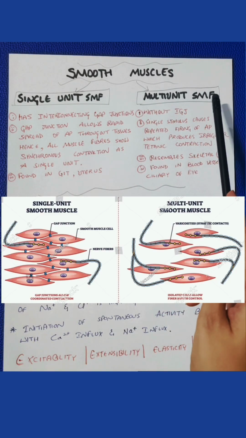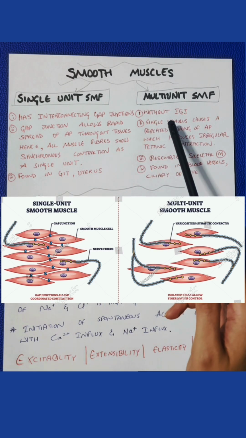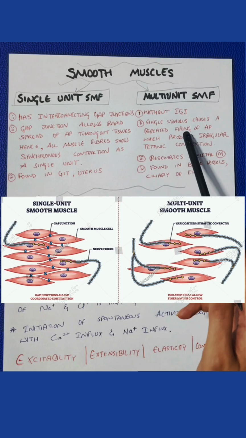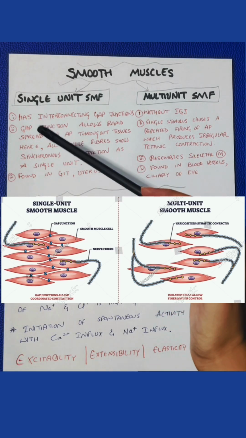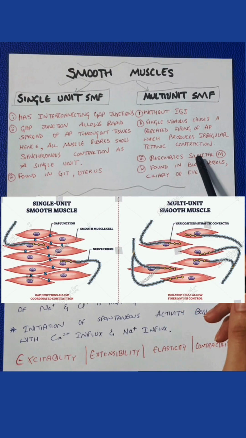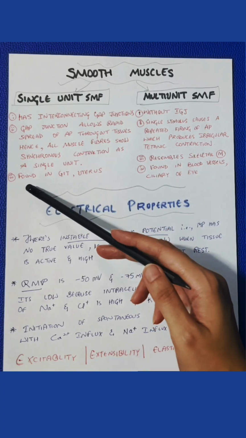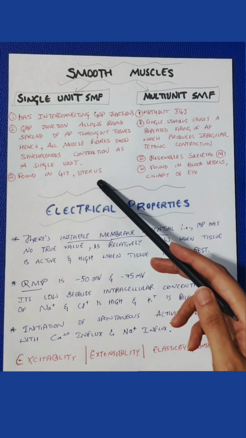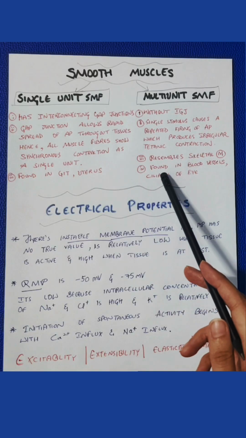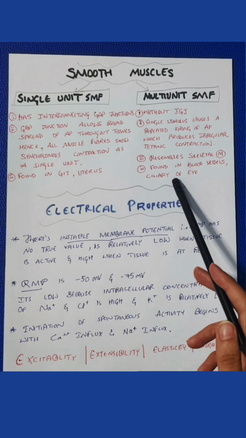Multi-unit smooth muscle fibers are without these interconnecting gap junctions. Hence, a single stimulus causes a repeated firing of action potential, which produces an irregular tetanic contraction, and these resemble skeletal muscles. Now, single unit smooth muscle fibers are found in the GI tract or uterus. Multi-unit smooth muscle fibers are found in blood vessels and the ciliary muscle of the eye.